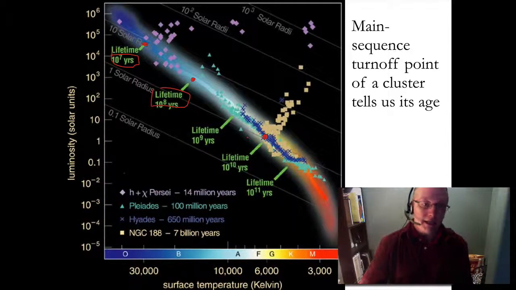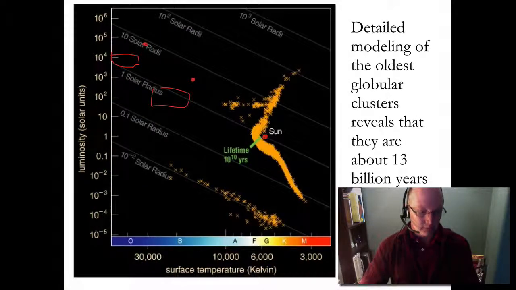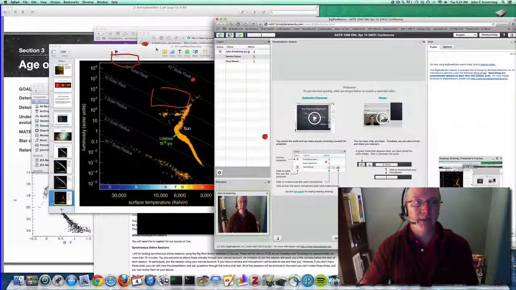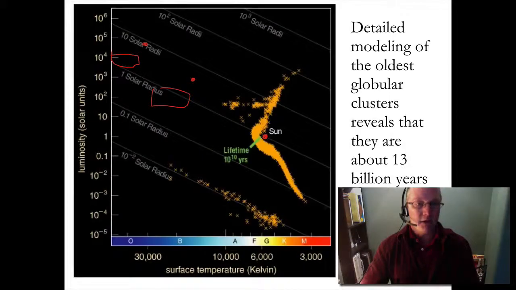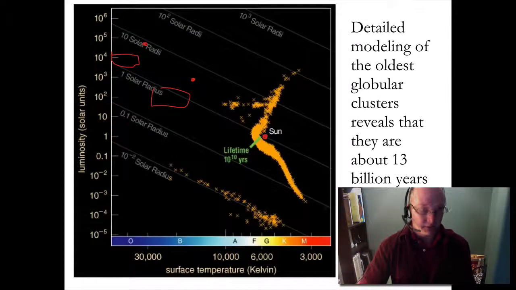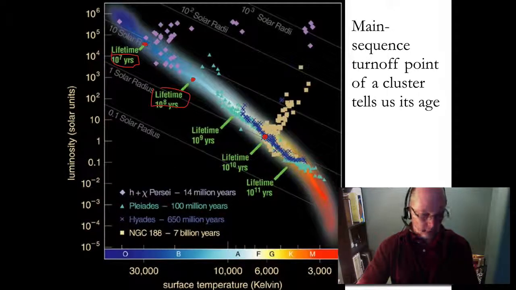So if I look at data from all these different clusters, this is an example of all the different clusters we have here. If I look at all these clusters, I've got different clusters here. Here's Persei, here's Pleiades, here's Hyades. These are just different clusters on the skies given by these markers.